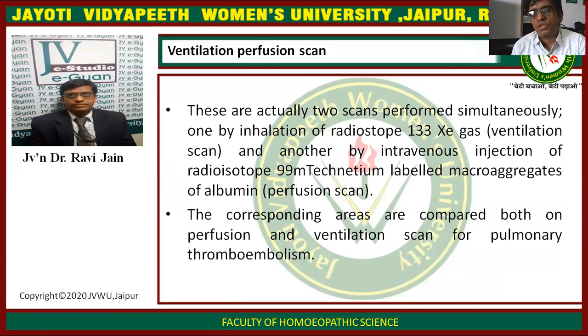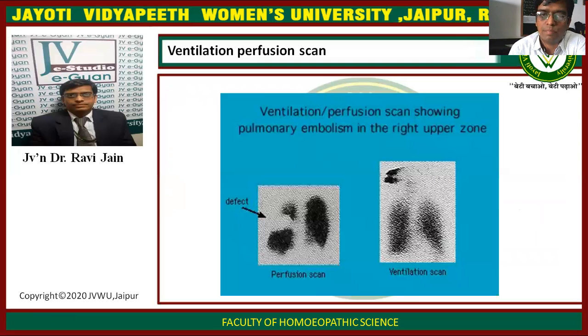Ventilation perfusion scans are usually two scans performed simultaneously. One is by inhalation of the radioisotope 133 xenon gas, that is the ventilation scan, and the other is by intravenous injection of radioisotope 99m technetium labeled macroaggregates of albumin, that is the perfusion scan. The corresponding areas are compared on both perfusion and ventilation scans for pulmonary thromboembolism.